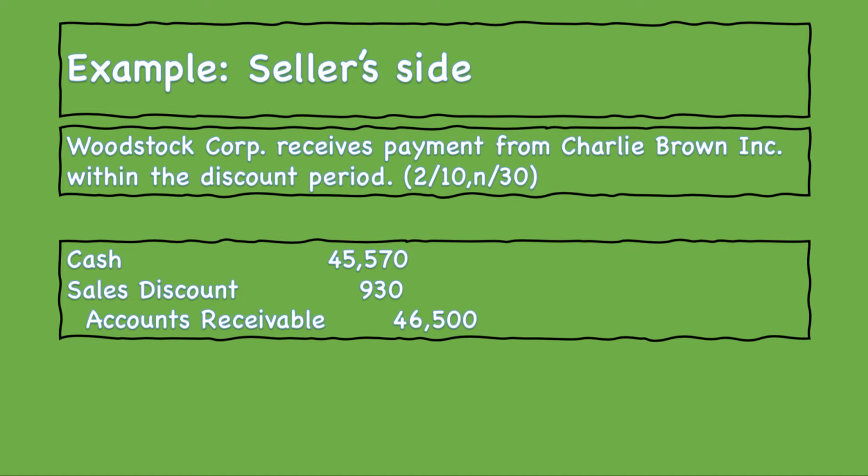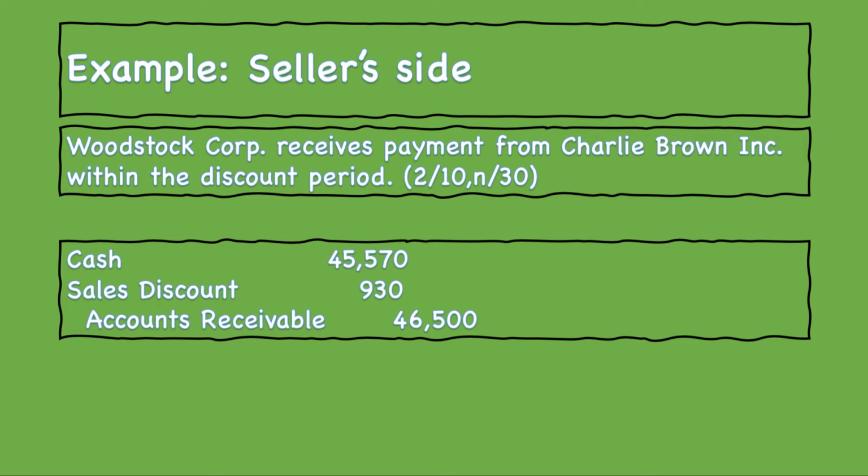So, sales discount, this is really the third contra revenue account that we see. We want to keep track of those sales discounts that we offer that people are actually taking advantage of. So we have that contra revenue account, sales discounts. We debit that for $930. And that, my friends, is the seller side of the same transactions that we looked at in the previous video when we looked at the purchaser side.